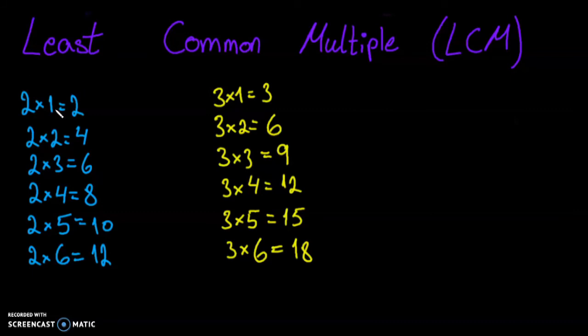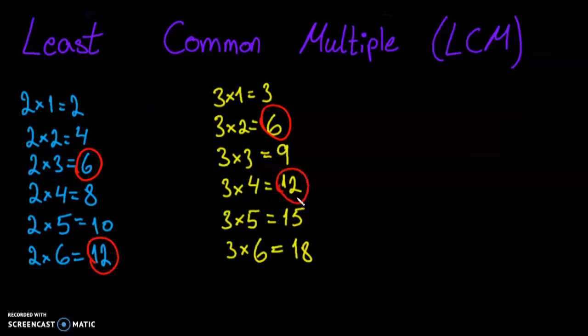So here, I wrote down the first 6 multiples of 2 and 3. Let's try to see how many numbers are the same. So 2, we don't have any 2 here. 4, we don't have any 4 here. 6, we have a 6 here. 8, we don't have any 8s here. 10, no 10s here. And 12, we have a 12 here.